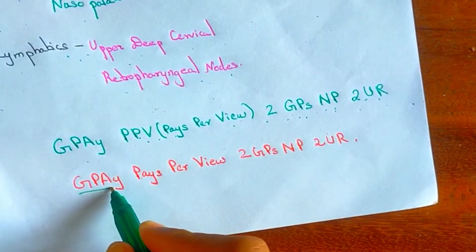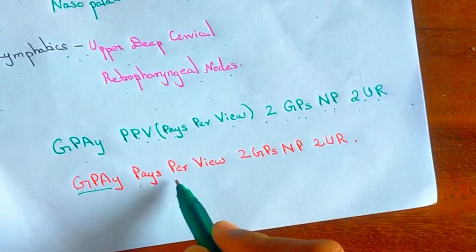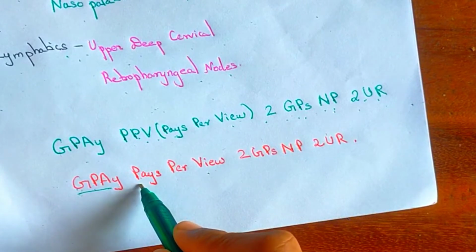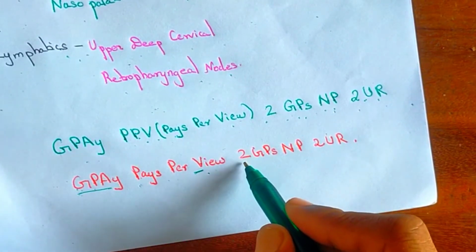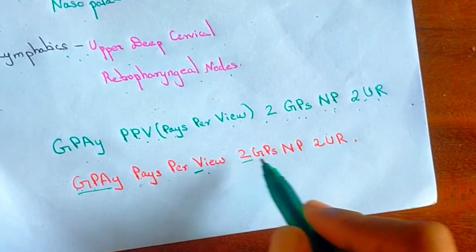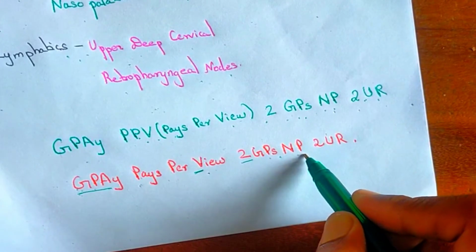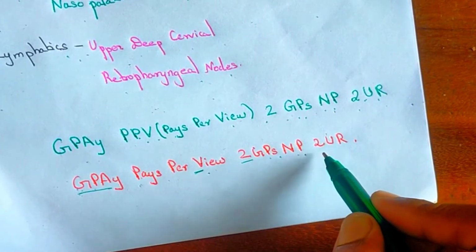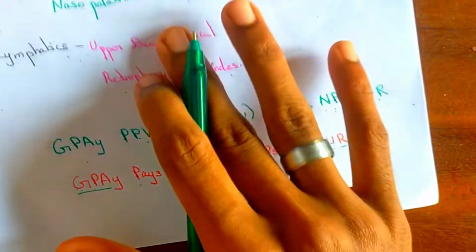GP is the greater palatine artery. Pay per view means pterygoid plexus of veins, and 2, that is 2 in number. The nerves are 2 in number, that is greater palatine nerve and nasopalatine nerve. And the lymphatics are 2 in number, that is the upper deep cervical and the retropharyngeal. Let me revise you once again.